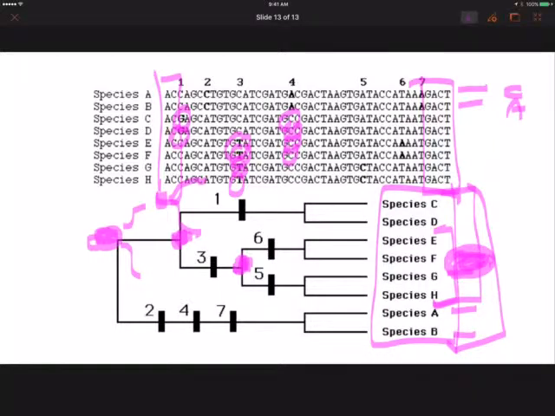So that's a real quick overview of DNA and genes and chromosomes.